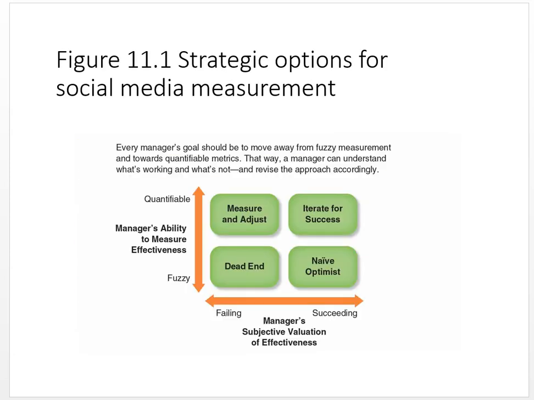So, strategic options for social media measurement. Every manager's goal should be to move away from the fuzzy measurement and towards the quantifiable metric. So what's the fuzzy measurement? Essentially, it's a dead end, right? So we want to move towards things that we can measure and adjust, that we can incorporate into potential success, and start to identify what is working and what is not. Right, that's fundamentally what it's all about.